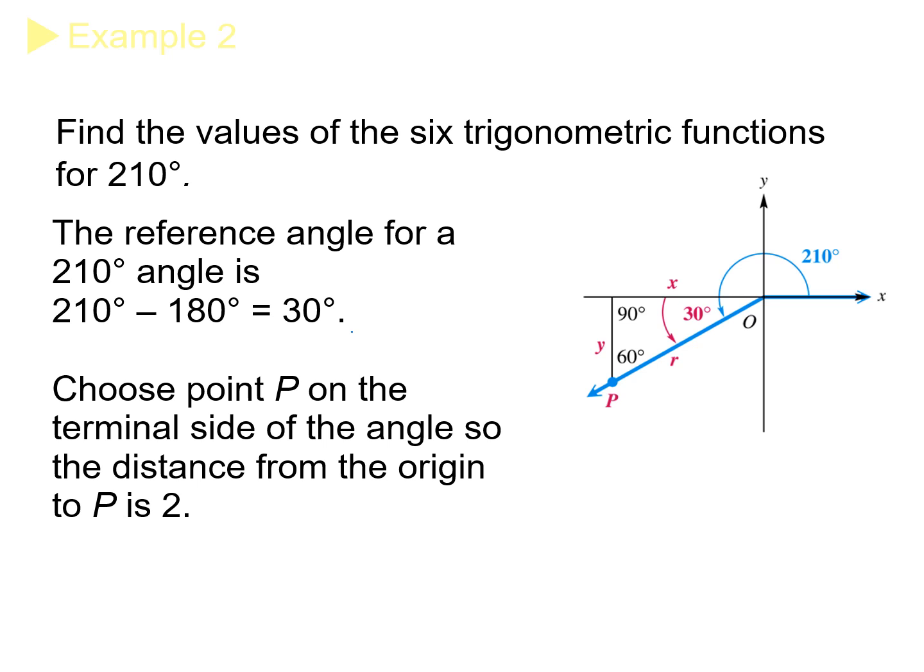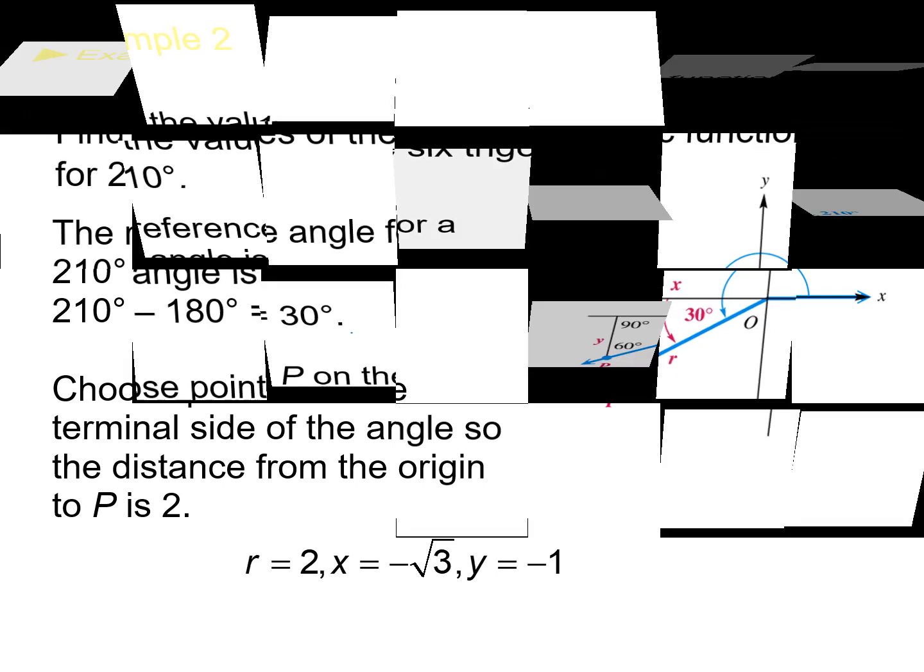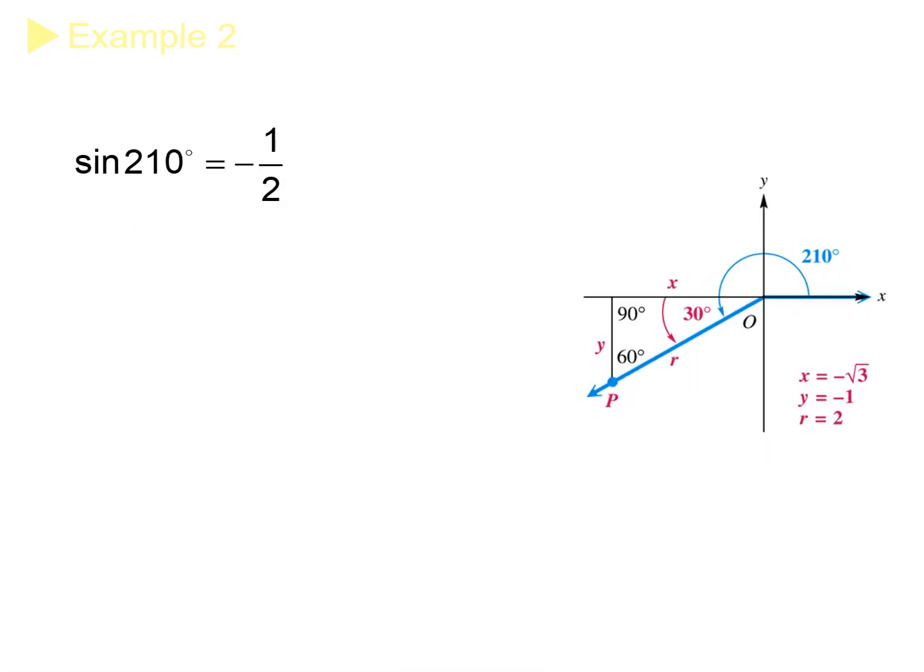You could just use P and work through symbolically if you wished. But let's pick a point so the r value is 2. And then x is minus the square root of 3, and y is minus 1. Remember from our 30, 60, 90 rules. So the sine of 210 is minus 1/2 because it is y over r. Cosine of 210 is minus root 3 over 2.